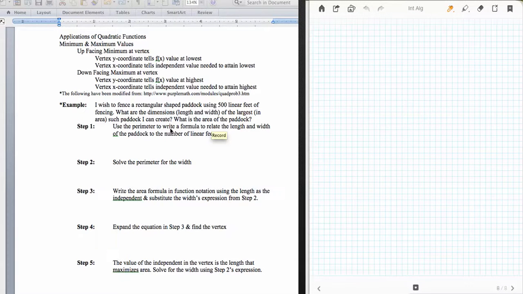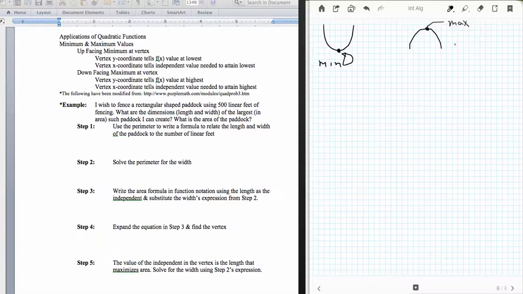Now I want to discuss how to apply quadratic functions to real-world type problems. First thing we want to discuss is how the facing up or facing down parabola tells us about the values associated with the function. So if we have a parabola that faces up, we're going to have a minimum value at our vertex.